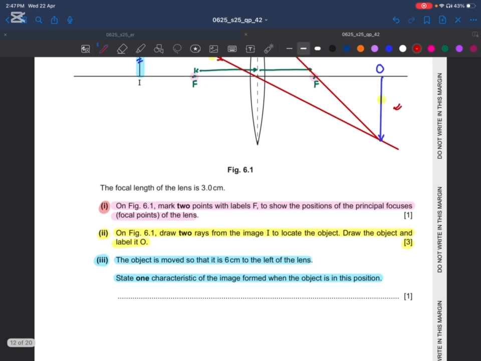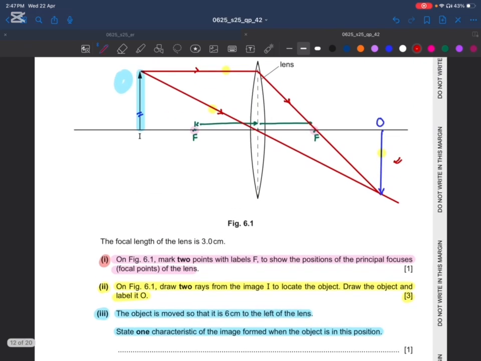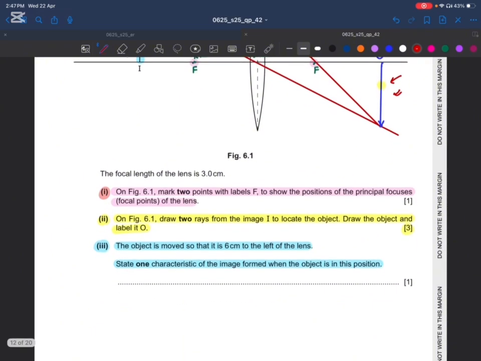But obviously in this case, when you bring your object on the left side, somewhere here, the image will be formed in this position, and the characteristic of this is simply you can write it's real, even you can write it's inverted.